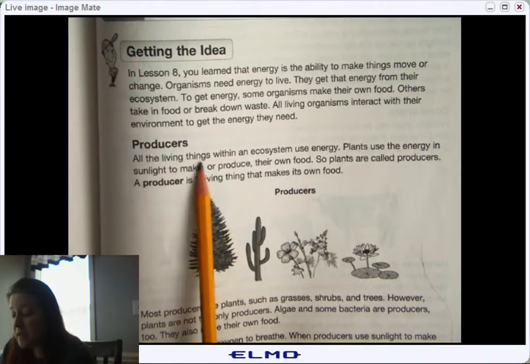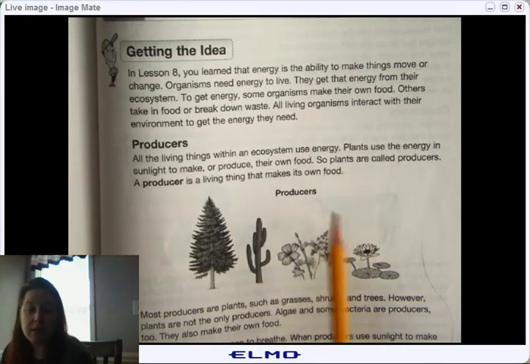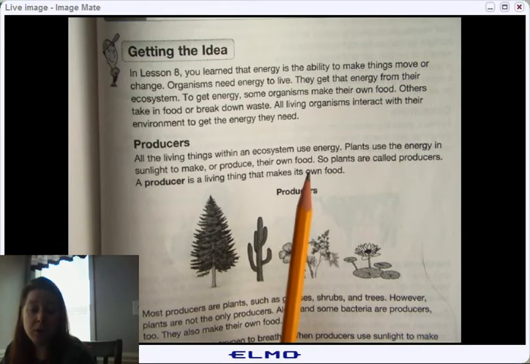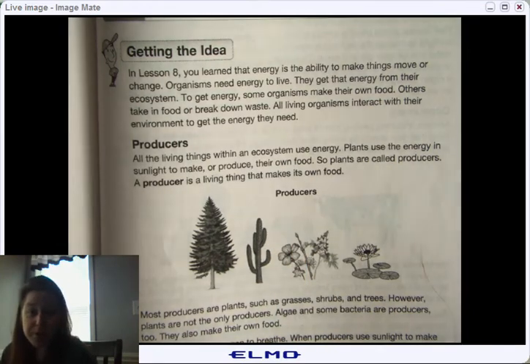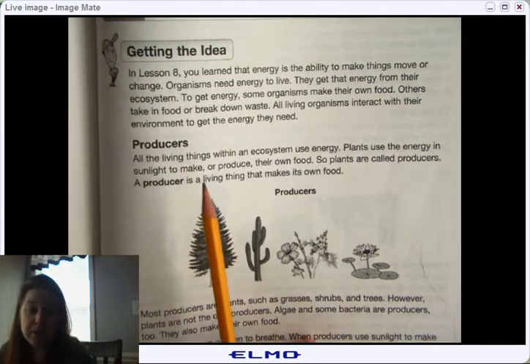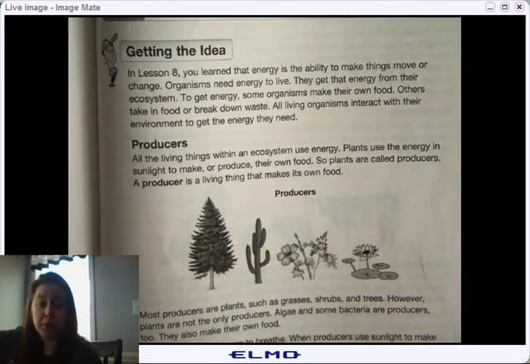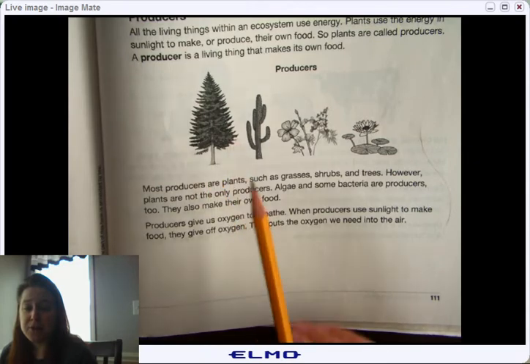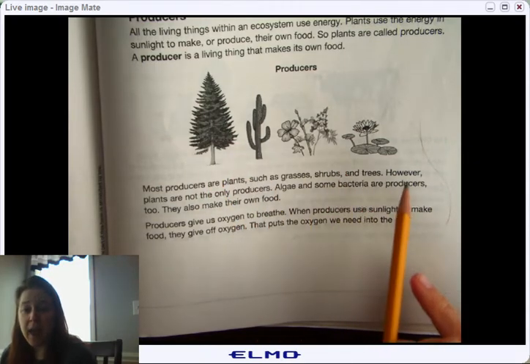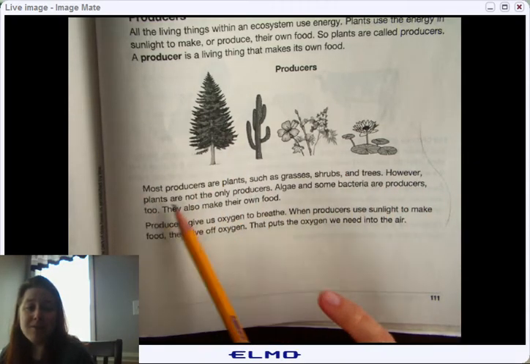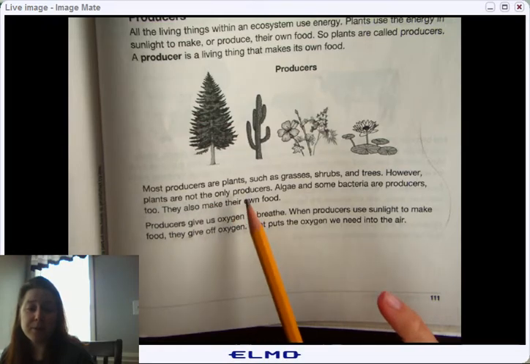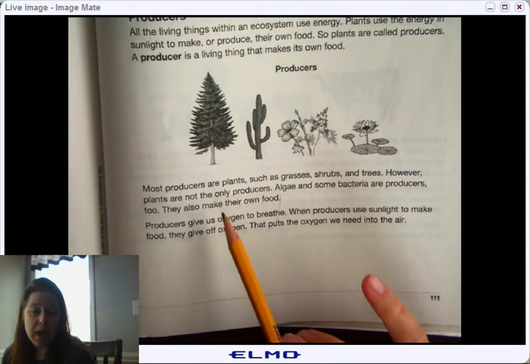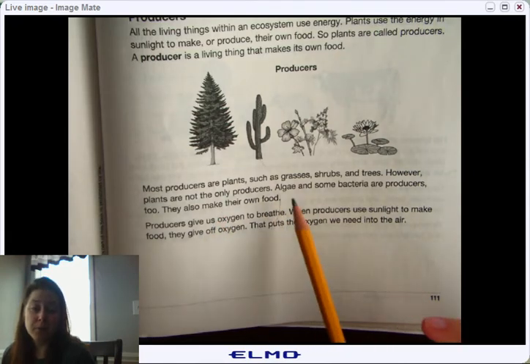Producers. All of the living things in an ecosystem use energy. Plants use the energy in the sunlight to make or produce their own food. So plants are called producers. A producer is a living thing that makes its own food. Most producers are plants, such as grasses, shrubs, and trees. However, plants are not the only producers. Algae and some bacteria are producers too. They also make their own food.